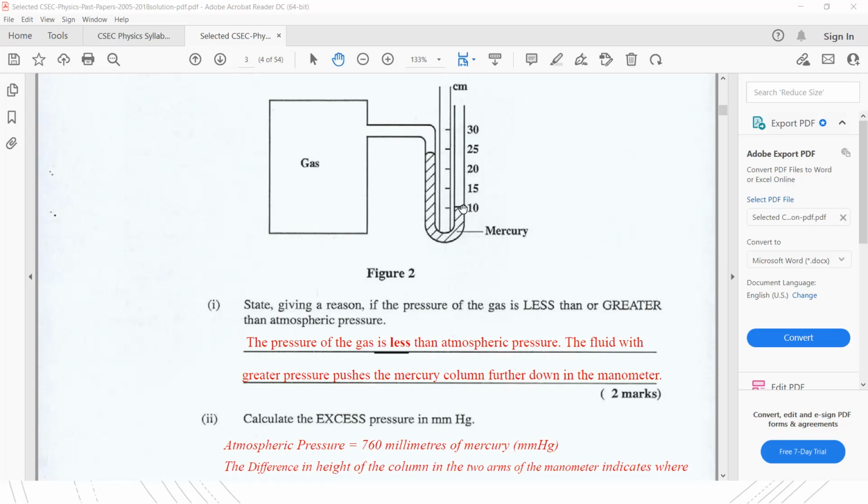Now what you also need to know is that at the same level, the pressures would be the same. So at the same level, whatever pressure is exerted here will also be the pressure here. That means the atmospheric pressure is greater than the gas pressure. So the reason you give is that the fluid with a greater pressure pushes the mercury column further down. The atmospheric pressure pushes the mercury further than the gas itself, and so the gas pressure is less.